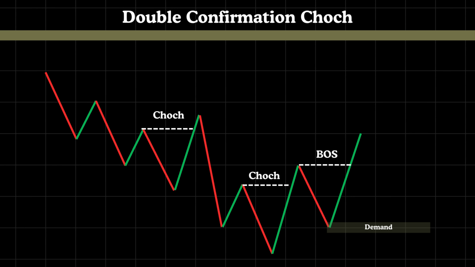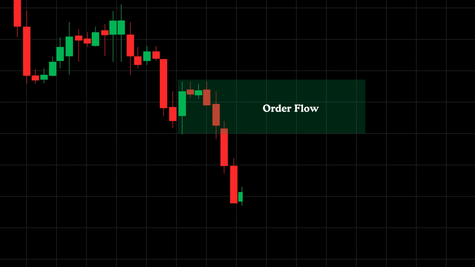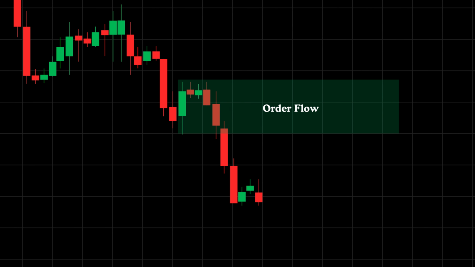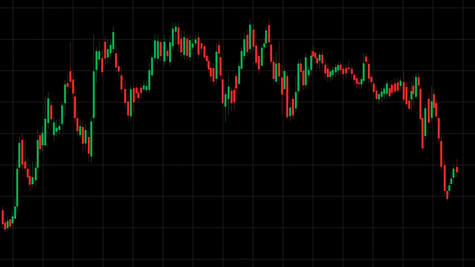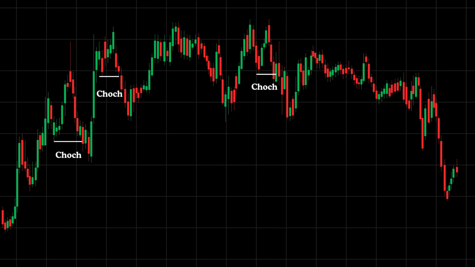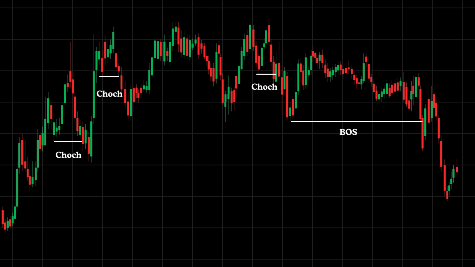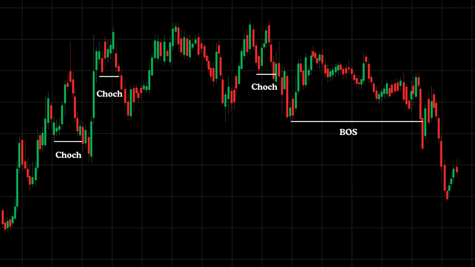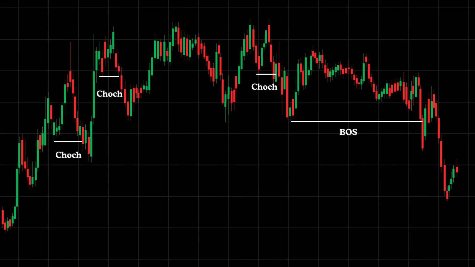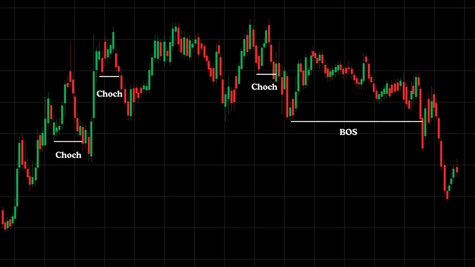Downward trend chart example. Let's say we're in a clear downtrend on the 4H chart, and we identify a large order flow zone. To avoid a wide stop, we drop to the 15-minute chart. Wait for a CHOCH. But the price may give a false signal and continue upward. That's why we wait for a second confirmation, a clear break of structure, BOS, to validate the reversal. Once both CHOCH and BOS are confirmed, we look for entry on the retest of the new demand zone. Tighter stops, higher probability trades.